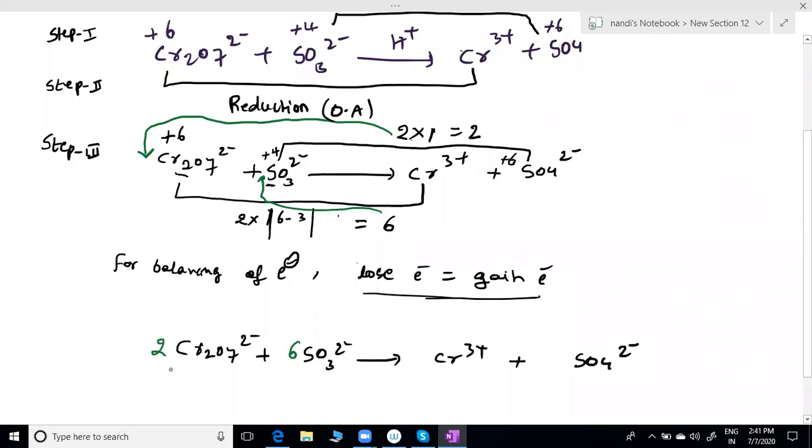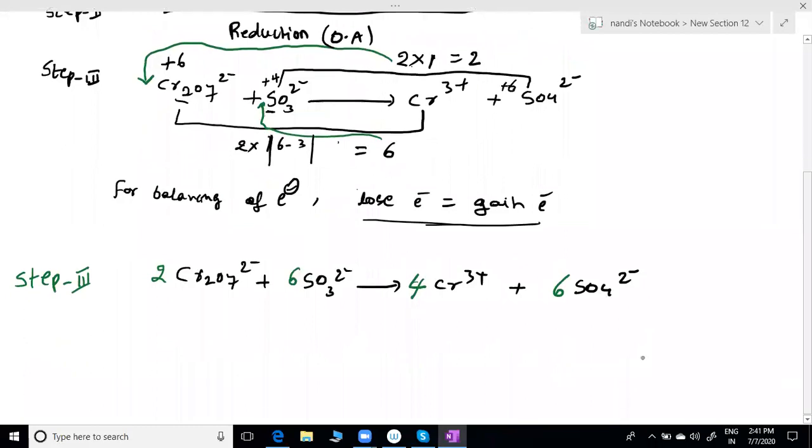Now we can see, sir. How many chromium here? How many chromium? 2 into 2. 4 chromiums are here. Left side is 4 chromium. Here how many sulfurs? 6 sulfurs. Can we try the simplest equation? Simplest equation we require, sir, always. So by dividing by 2, you can divide with 2. Simplest equation required always.